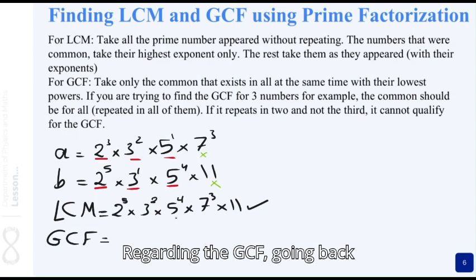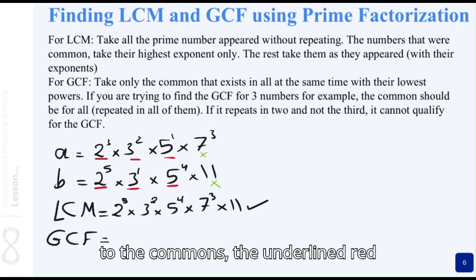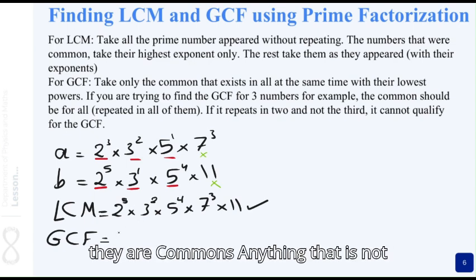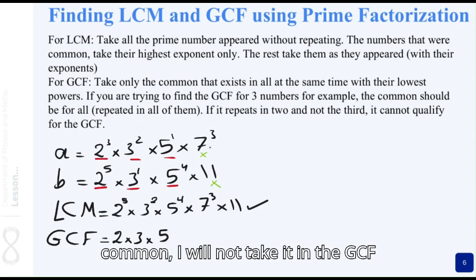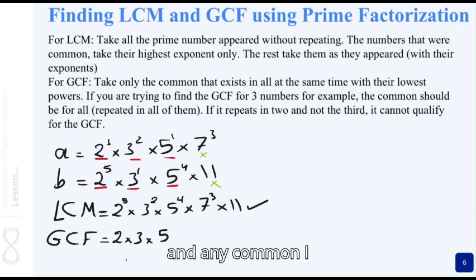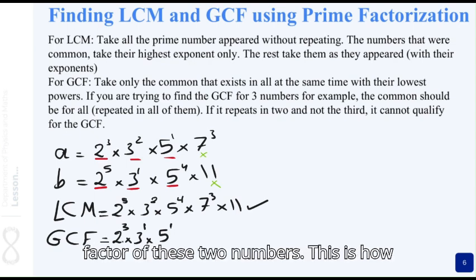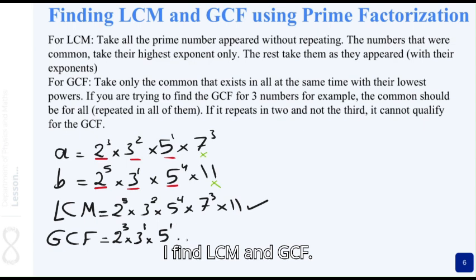Regarding the GCF, going back to the commons, the underlined red numbers, I will take them all because they are commons. Anything that is not common, I will not take it in the GCF. And any common, I take its lowest power only. That's the GCF, the greatest common factor of these two numbers. This is how I find LCM and GCF.